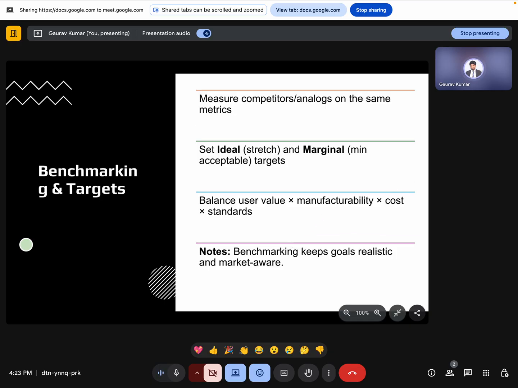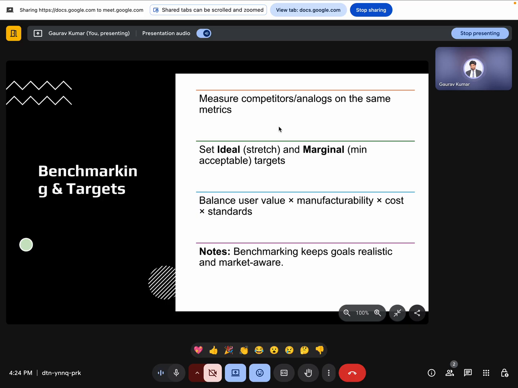So next is benchmarking and targets. Targets should be ambitious yet grounded in reality. I benchmark competitors and analogs on the same metrics, then set two numbers: an ideal target that would delight and differentiate, and a marginal target that is the minimum acceptable.